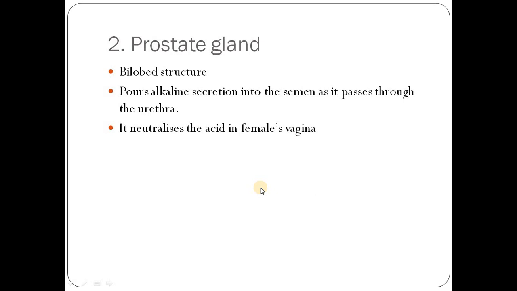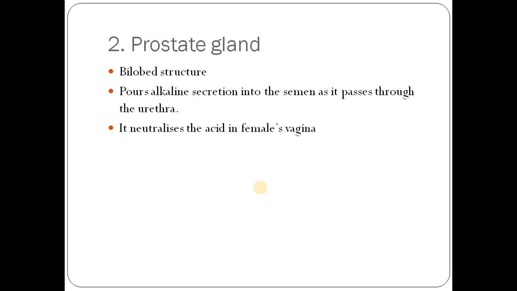Then we have the next gland, the prostate gland. It is also a bilobed structure, and it surrounds the urethra, close to its origin from the bladder. So what does it do? It pours an alkaline secretion into the semen. Now the semen is there, already a milky fluid plus sperms forming the semen. Now another secretion is added to that liquid, so the prostate gland adds an alkaline solution to it. Why an alkaline secretion?